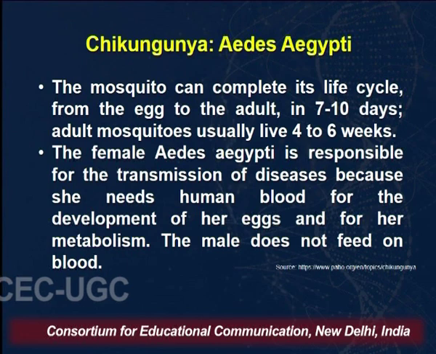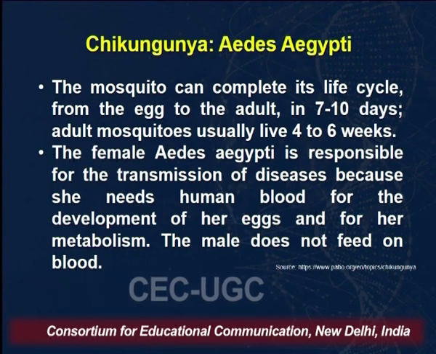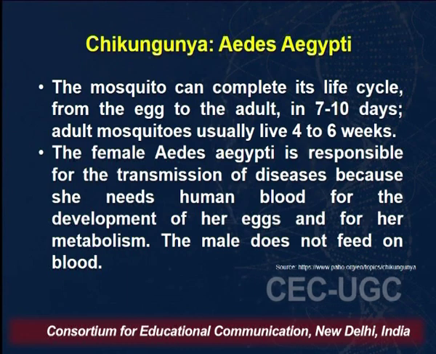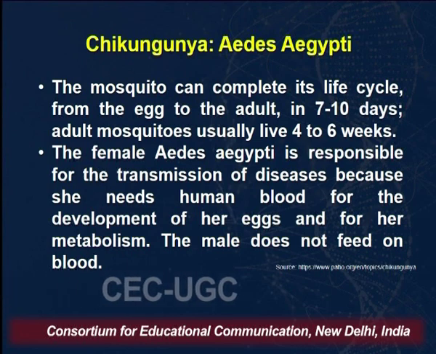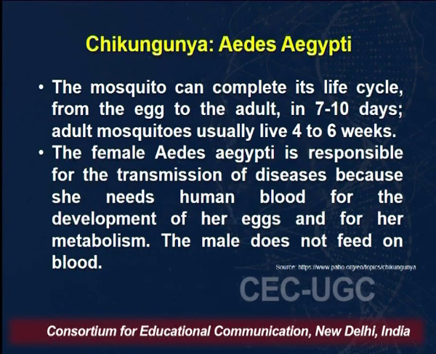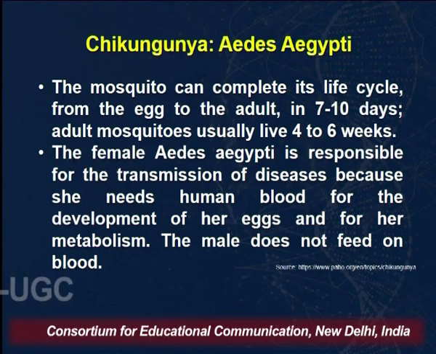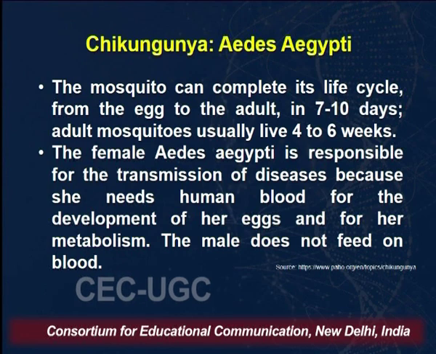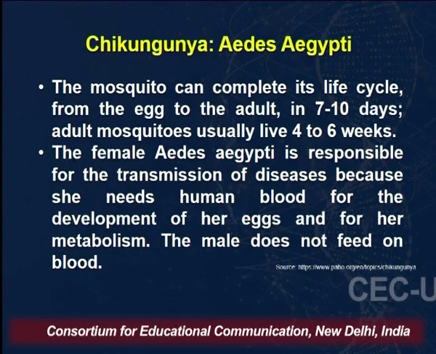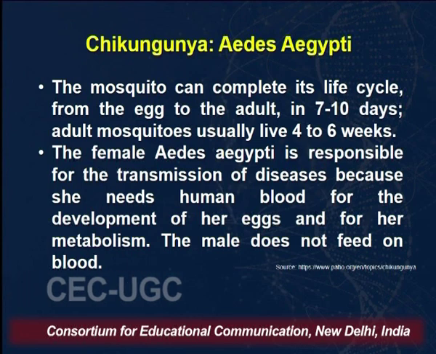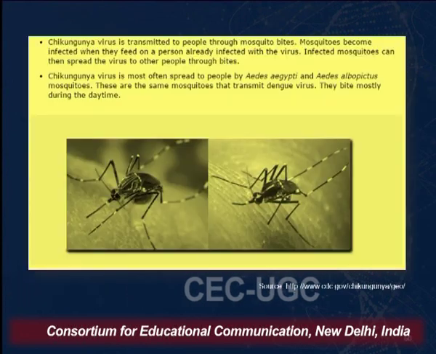Now, the mosquito completes its life cycle from the egg to the adult in about 7 to 10 days, and the adult mosquito usually lives for 4 to 6 weeks. Now, the female Aedes aegypti is responsible for the transmission of the disease because it needs human blood for the development of her eggs and for metabolism. So, the male is not responsible, the female Aedes aegypti is responsible, and the male does not feed on blood meals.